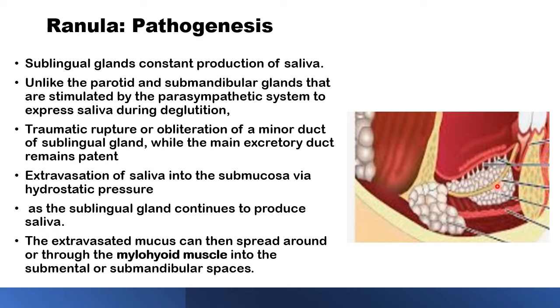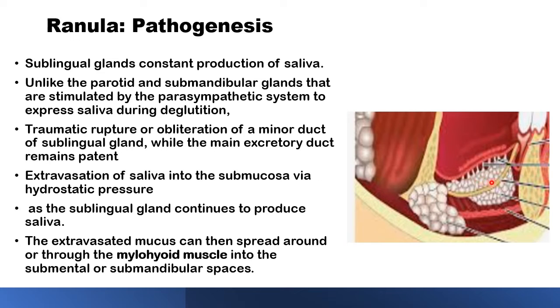The sublingual salivary gland, much like the minor salivary glands of the oral cavity mucosa, is a constant producer of saliva. The resting saliva continues to be produced by the gland, unlike the submandibular or the parotid gland, which tend to produce much more saliva if stimulated neurogenically.